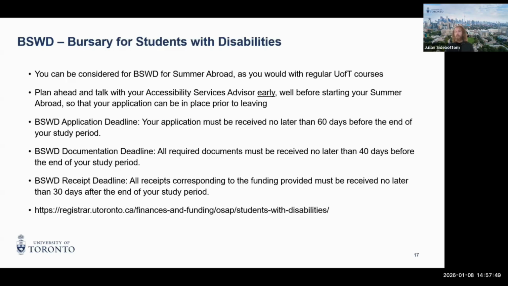BSWD, or the Bursary for Students with Disabilities. It's pretty much the same as if you're receiving this bursary for regular U of T courses. You can be considered just as you would. Obviously, you're going to need to plan early, talk to your accessibility advisor so everything's in place prior to your summer abroad. The application is 60 days prior to the end of the study period. Any documents that are required would be 40 days, and then any of the receipts for the corresponding funding have to be provided no later than 30 days after the end of the study period.